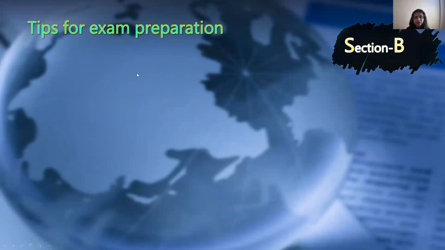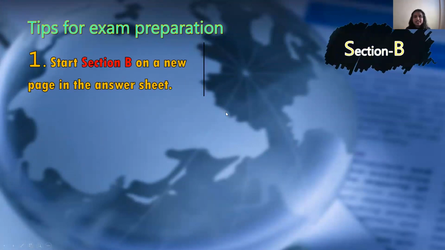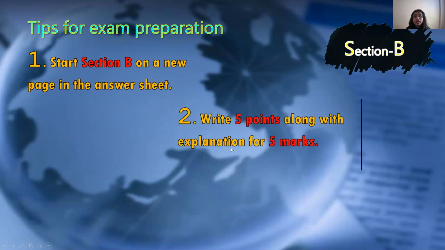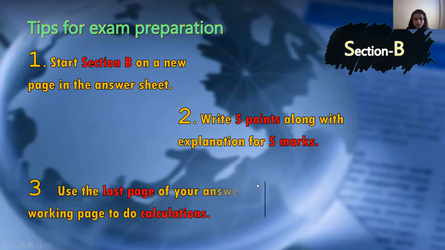Now, to summarize, what are the things that we saw are expected in section B? Start section B on a new page in the answer sheet, right? Since it is a 5-mark question, you will write 5 points with header points and suitable explanation for 5 marks. So write your explanation in such a way that it justifies the 5 marks, right?